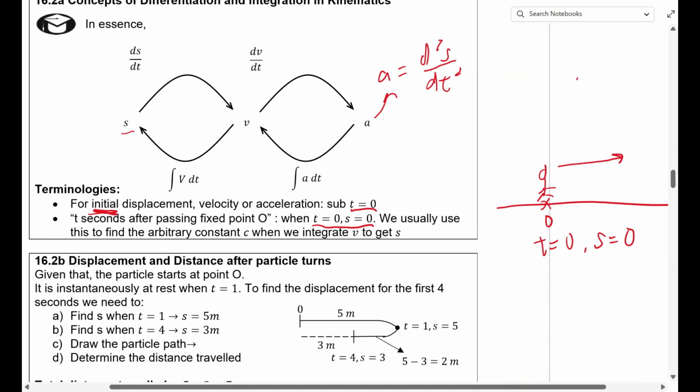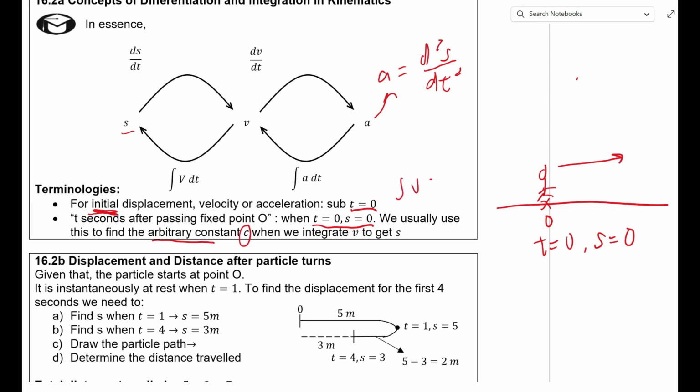So we usually sub t equals 0, s equals 0 to find the arbitrary constant when we integrate v to get our s, our displacement. So when you integrate v with respect to t, you usually get something t plus something, blah blah, plus c. This c that we get at the back after integrating, we need to find it, and we'll find it by subbing in t equals 0 and s equals 0.